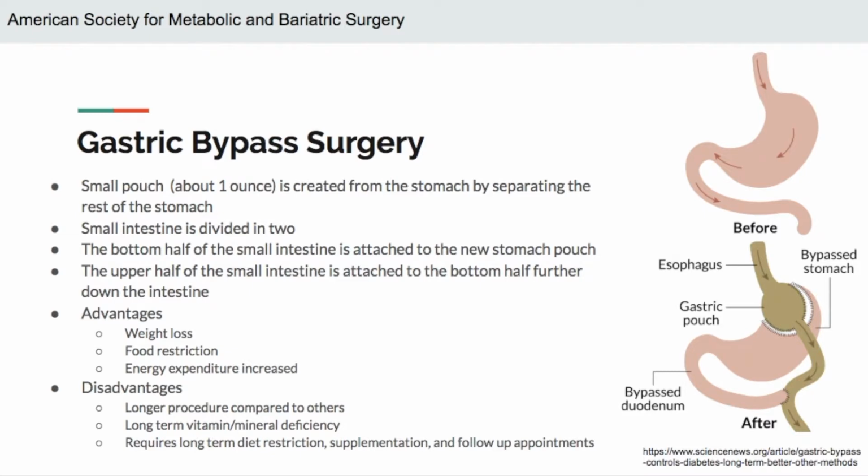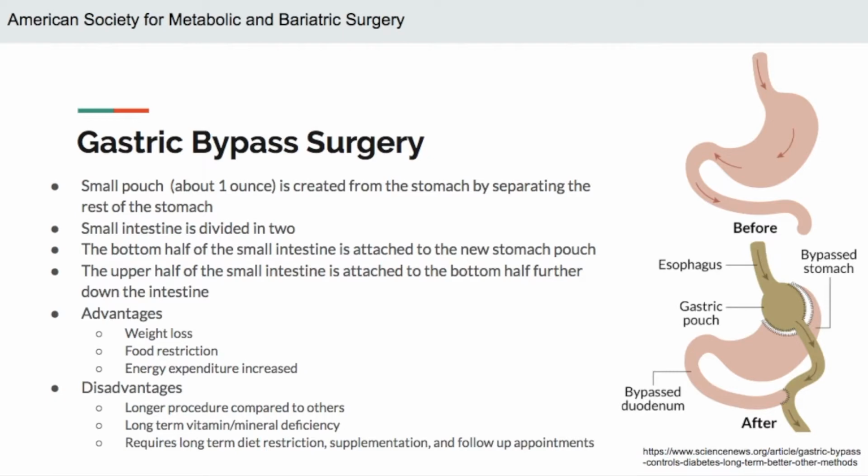So the first surgery we're going to talk about is the gastric bypass surgery. This surgery is considered the gold standard of weight loss surgeries. This surgery contains 2 components. First, they create a small pouch about 1 ounce in size from the stomach by separating the rest of the stomach from it. Second, the first portion of the small intestine is divided in half, and the bottom end is brought up to the newly created stomach pouch, and the top end is attached to the small intestine further down the bottom end. And this allows for the stomach acid and digestive enzymes to bypass the stomach and the first portion of the small intestine.